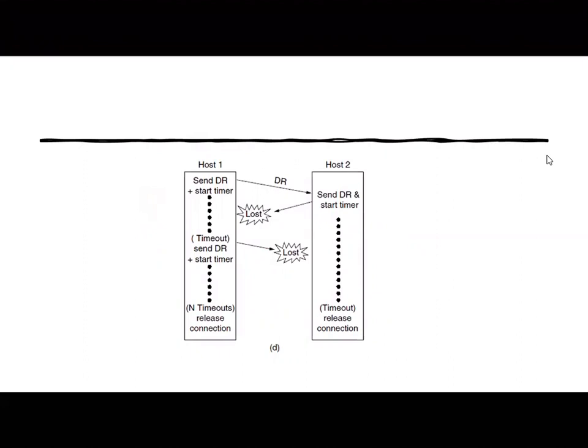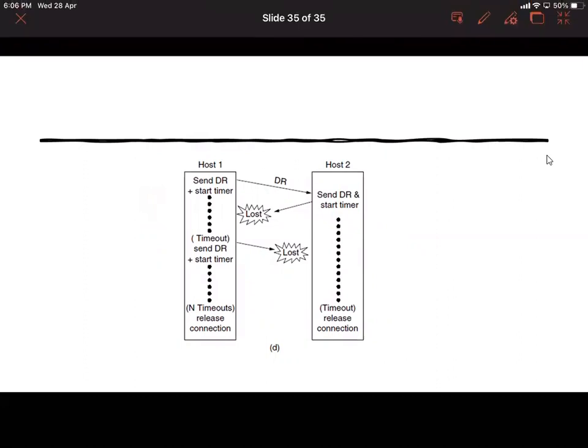The last scenario that we are looking at is that host 1 is sending the disconnection request. Host 2 is sending the disconnection request, which is lost. Host 1 is again sending a disconnection request, and that is lost. Now here it starts a timer. So it waits for some amount of time for the timer, and then when it times out, the connection is released.